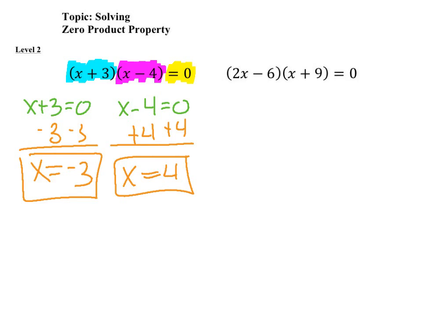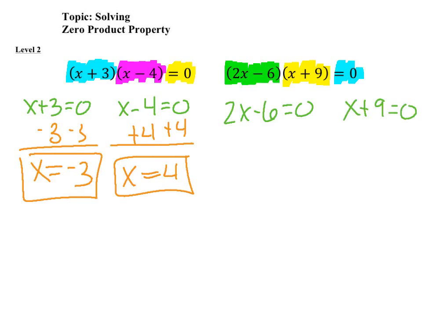For the next example, I also have two factors set equal to 0. The first factor is 2x minus 6, and the second factor is x plus 9. And notice that they are both set equal to 0. So I'm going to take the first factor, 2x minus 6, set it equal to 0, and x plus 9, and set it equal to 0.